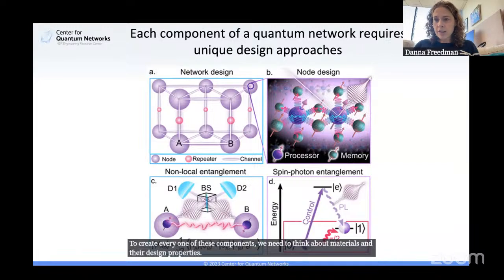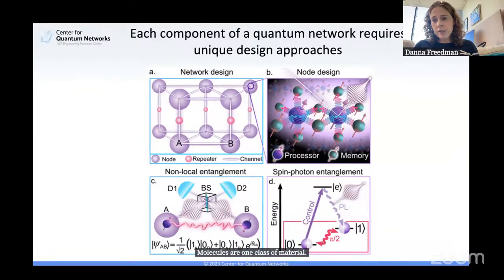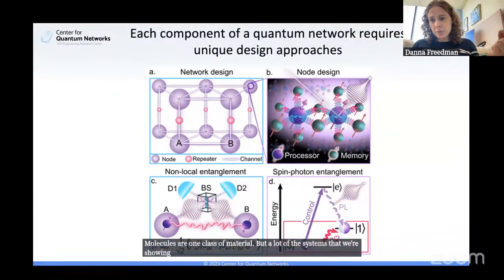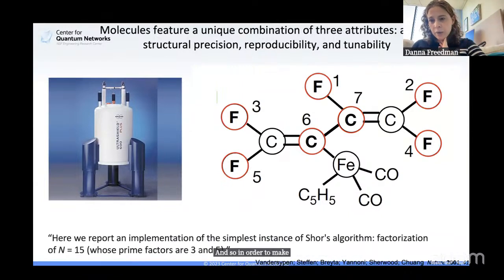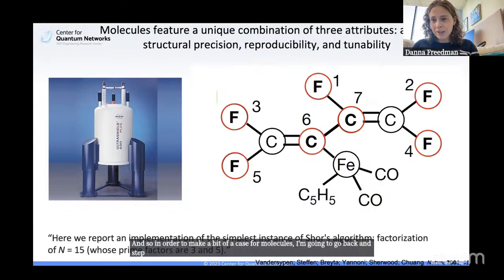Molecules are one class of material, but a lot of the systems that we're showing can be translated seamlessly from molecules to materials. And so in order to make a bit of a case for molecules, I'm going to go back and step aside into a foreign field, which is quantum computing.